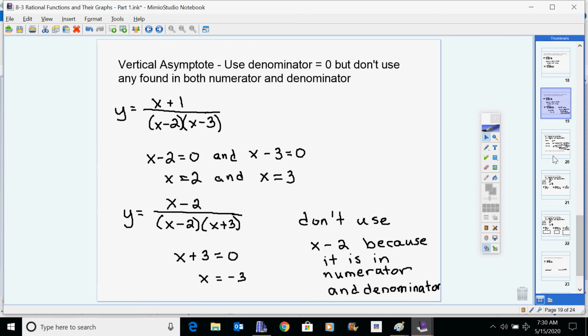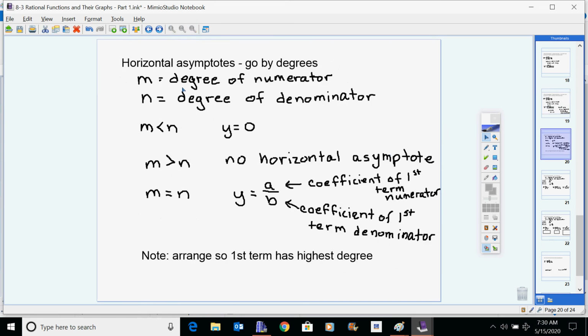Now, horizontal asymptotes are a little trickier. This next slide, you're going to want to write down and have it handy throughout every one of the problems that you do. I'm going to explain a little bit about it, and we'll go straight into an example, because this doesn't make much sense if you don't have something to look at. But it has to do with the degree of the numerator and denominator, and it has to do then with the coefficients of the first term. I am going to add some examples down the bottom.